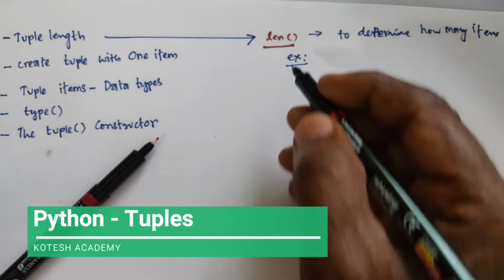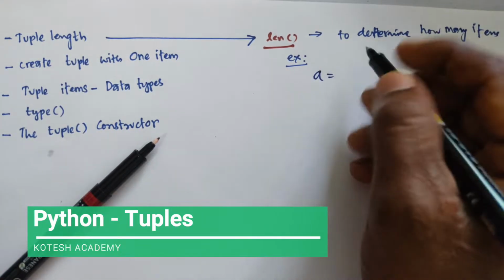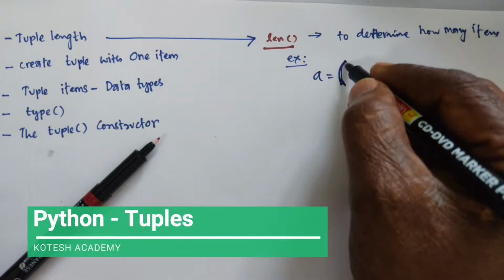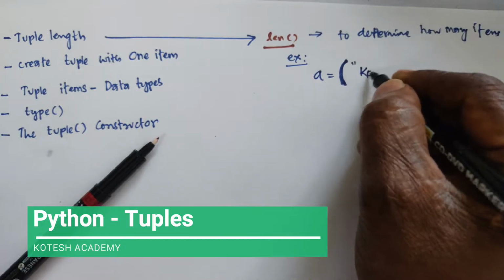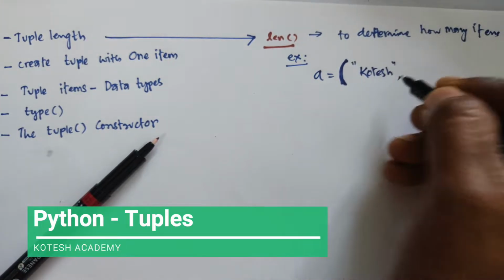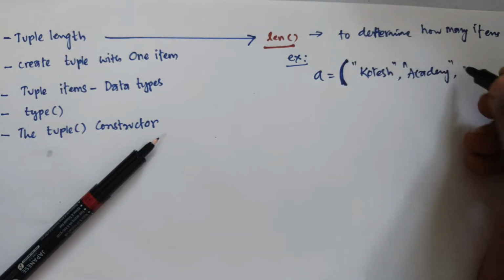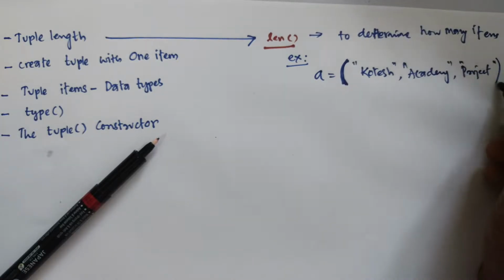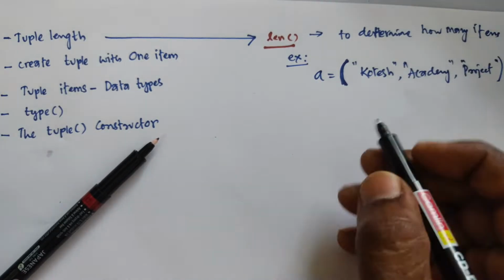For example, example 1: take A is equal to, a tuple is always represented in round brackets. Okay. Then you can take the first item, Kotesh, the next one, academy, then project. So this is one variable, and it contains 3 items.